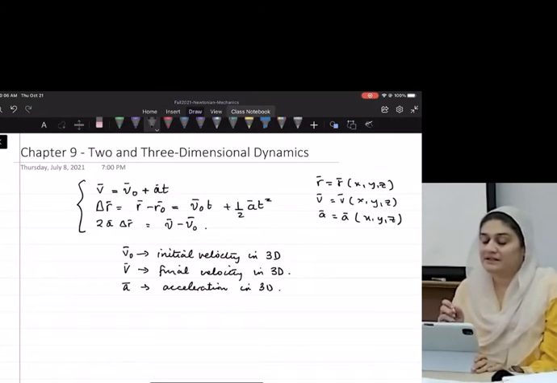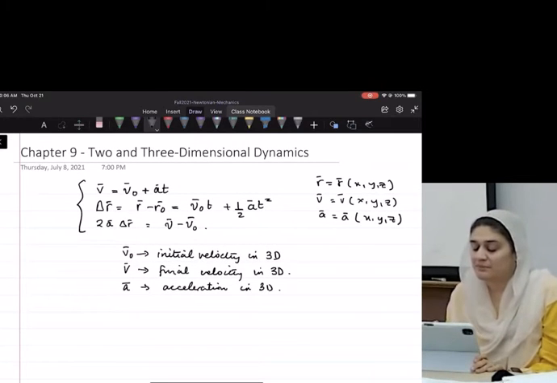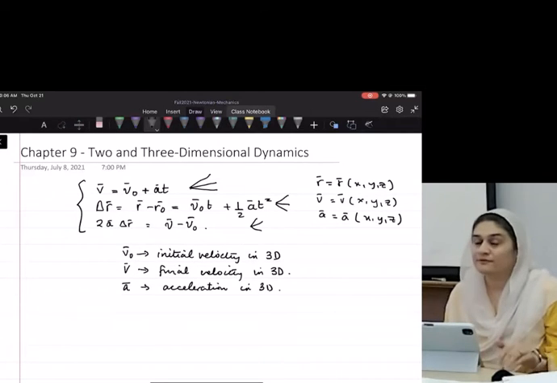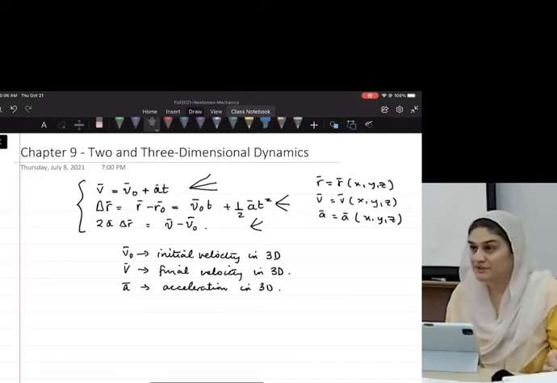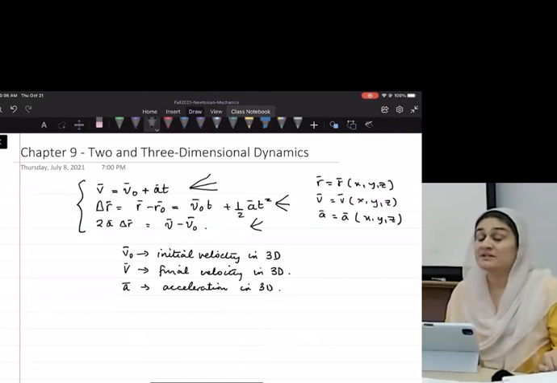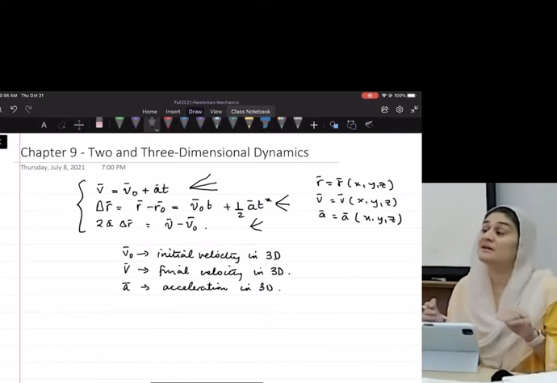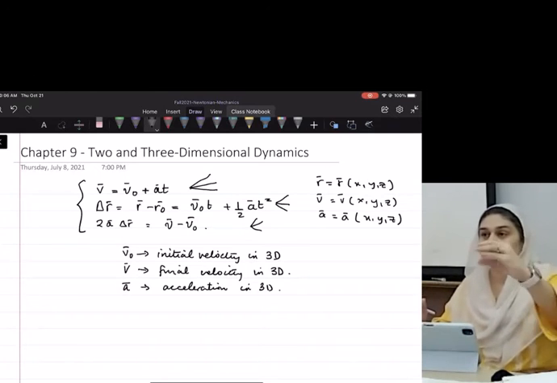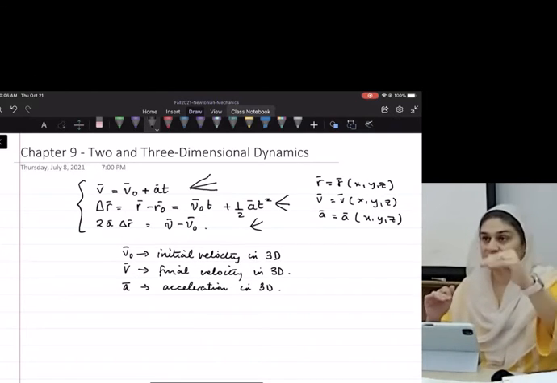So basically, each of these equations now represents how many equations? 3. Right? Does that make sense? 1 for X, 1 for Y, 1 for Z. And the fun part is, in most of these questions, they can be treated independently, right? So you could solve for X, you solve for Y, you solve for Z separately.